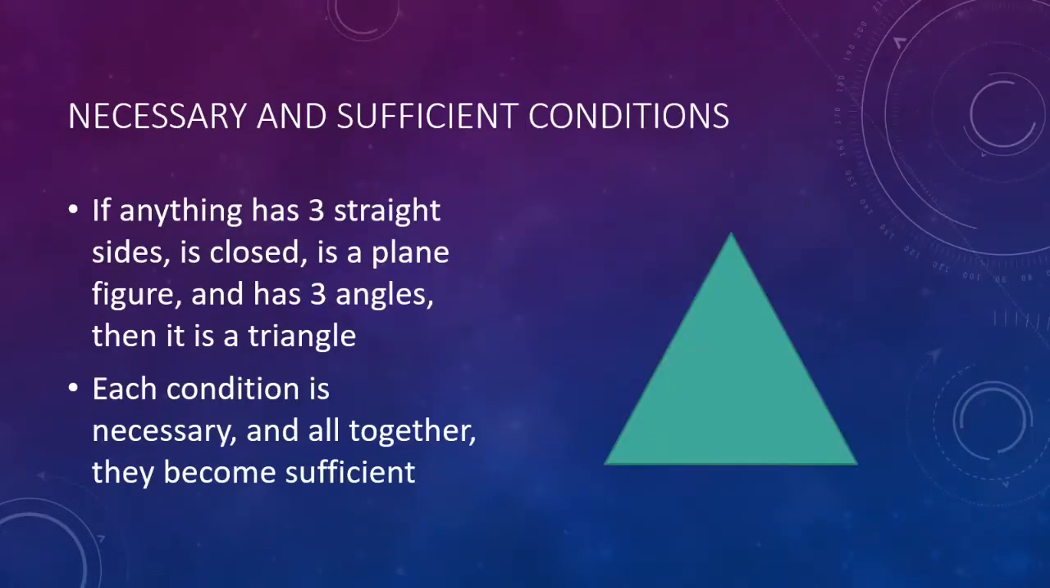So, if anything has three straight sides, is closed, is a plane figure, and has three angles, then it's a triangle. Each one of those individual things is necessary, and jointly they're sufficient. Yeah? Okay, so that's the ideal case.